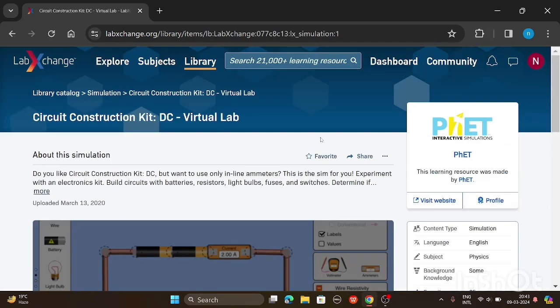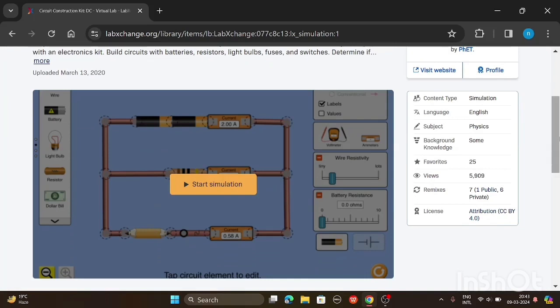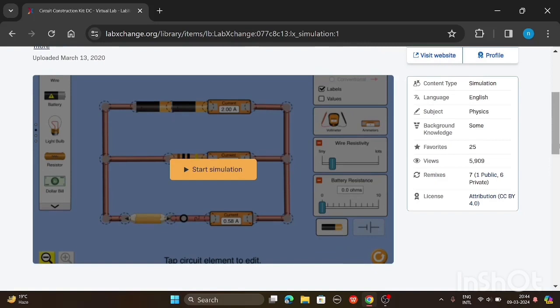It is by PhET. Here you can see that it is a simulation. For every content there is this box for which you can see what it is. So it is a simulation. Language is English, subject physics, background knowledge, yes, you need some background knowledge. Favorites 25, views 5,900, remixes 7. So people have edited it and uploaded. So 6 are private and 1 is public. So you can yourself edit it or modify it if you are an educator. So these are remixes, and we can start the simulation here.